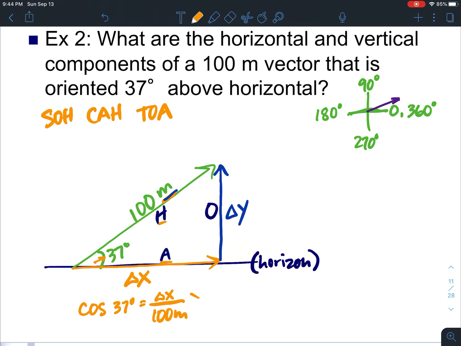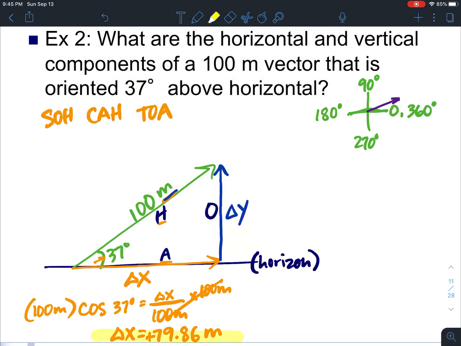To solve this, I'm going to multiply 100 by both sides. So it cancels from the right, and we are left with 100 meters times cosine 37 degrees. When you do this in your calculator, make sure that you are in degrees and not radians. And when I do 100 times cosine 37, I get a delta x of 79.86. I'm going to use meters because the original resultant was meters, and then I'm going to put a little plus because I drew that to the right.